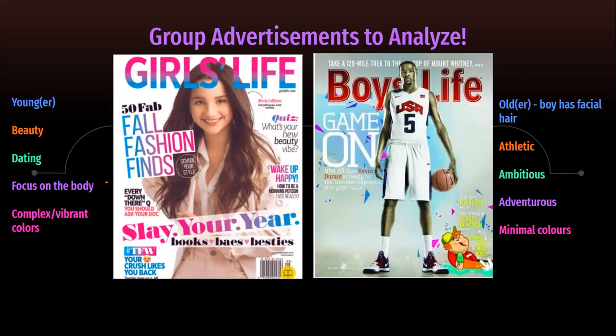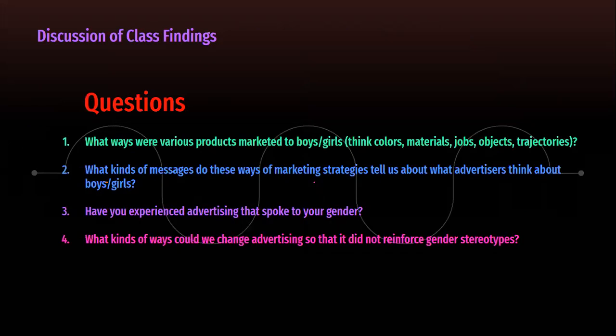Finally, we would turn to the questions that we would ask. In what ways were the various products marketed to boys and girls? What kinds of messages do these marketing strategies tell us about what the advertiser thinks about boys and girls? And then we'll broaden the scope. In what ways have students themselves experienced advertising that spoke to their gender? And then what ways could we change advertising so that it didn't reinforce certain gender stereotypes? Lesson done.